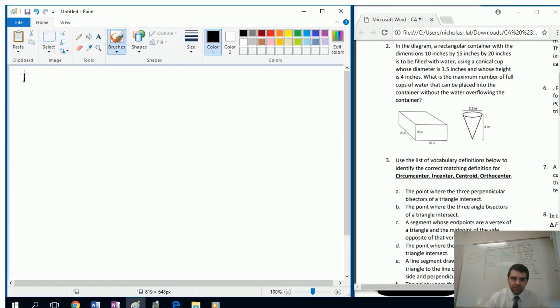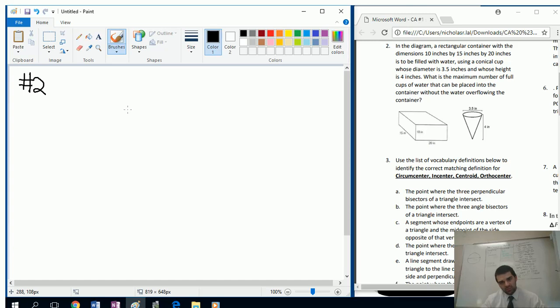My apologies. Problem number 2 in our Common Assessment 1 study guide for Math 3. In the diagram, a rectangular container with the dimensions 10 by 15 by 20 inches is to be filled with water using a conical cup whose diameter is 3.5 inches and whose height is 4 inches. What is the maximum number of full cups of water that can be placed into the container without the water overflowing the container?